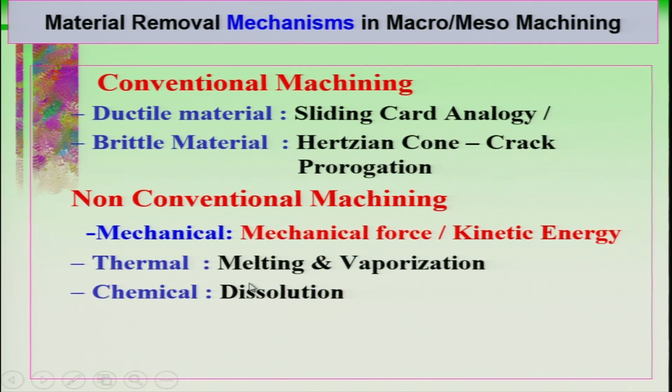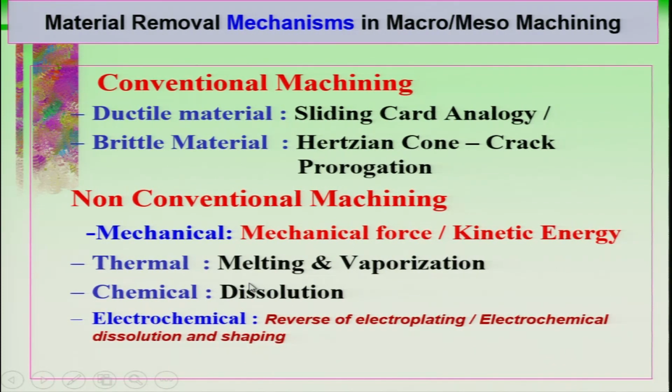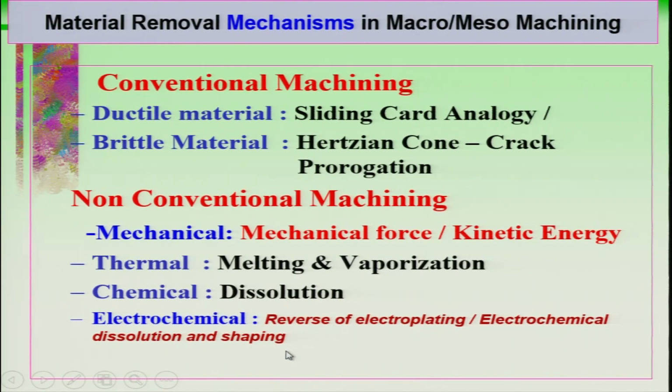And there was a third category, that is chemical dissolution. In this case the agent comes in contact with the workpiece surface and chemically reacts with it and removes the material, while in case of electrochemical micro machining it is just the reverse of what is done in electroplating. In electroplating, you are depositing the material, in electrochemical machining you are removing the material and you are giving shape and desired size to the component being machined.